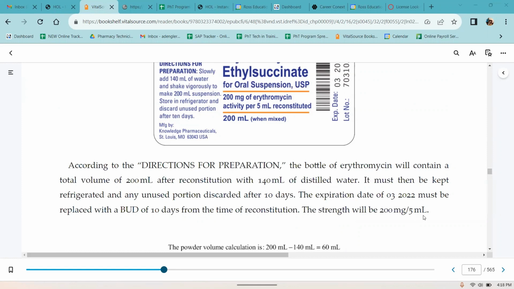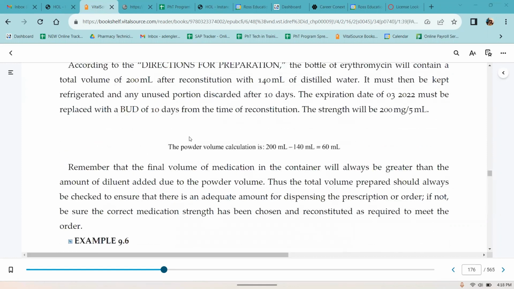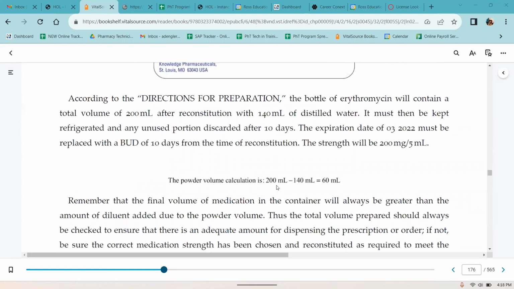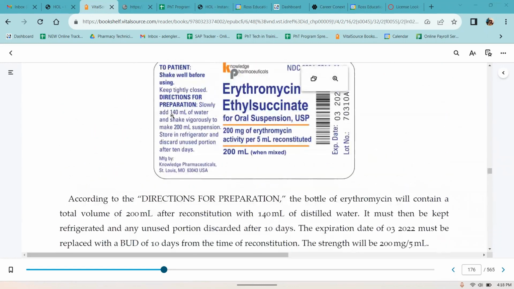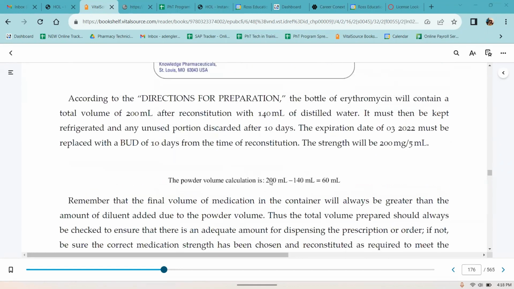The strength will be 200 milligrams per 5 ml, which it says right here. So the powder volume calculation: there's 200 ml minus the 140 ml of water. So 200 ml minus 140 ml water means that the powder volume is 60 ml.